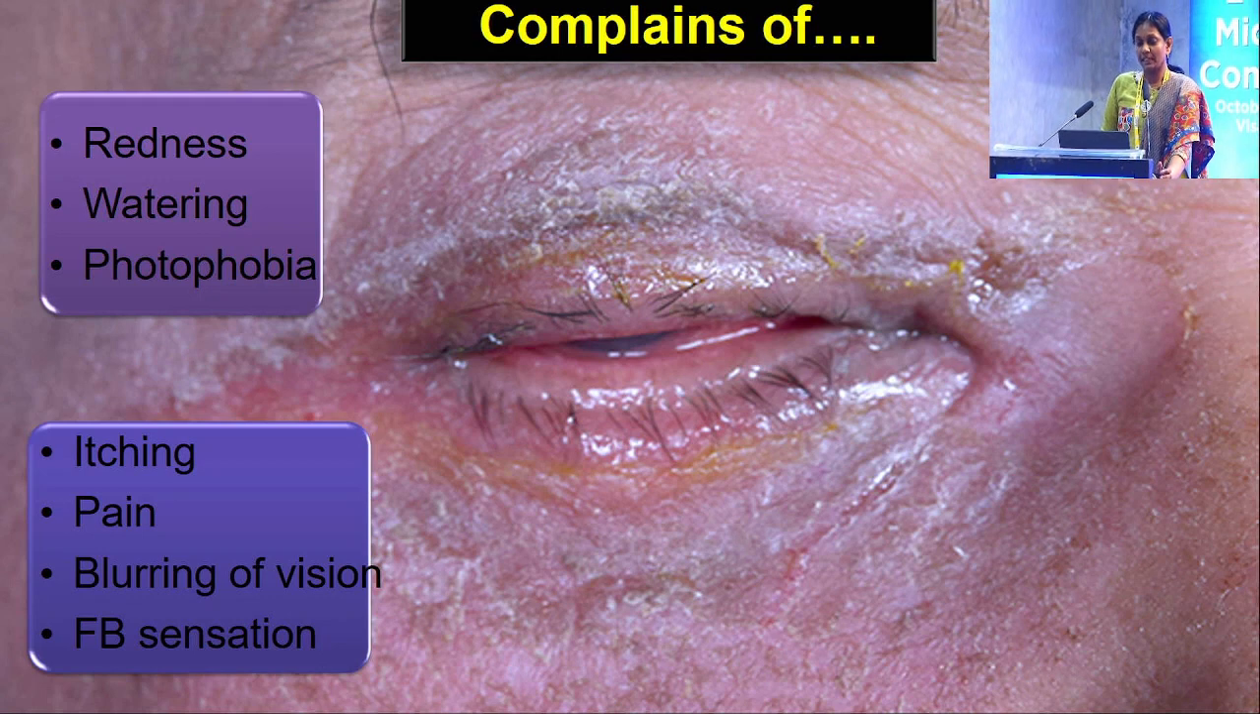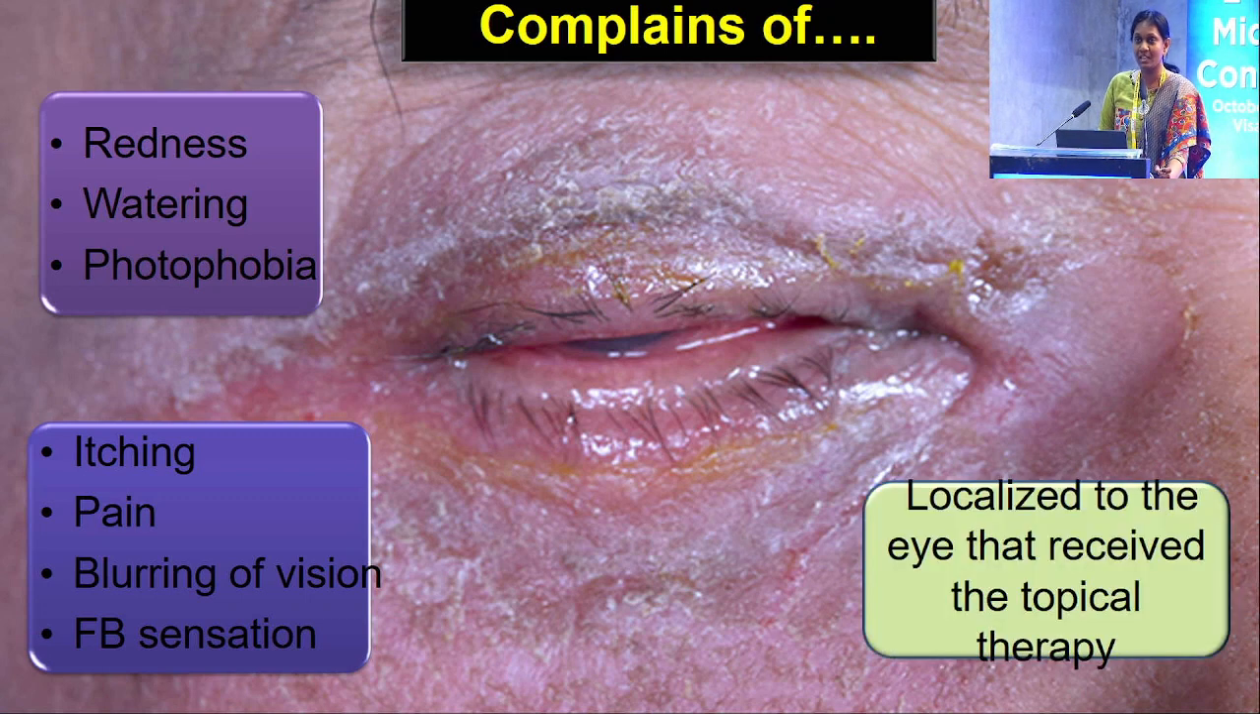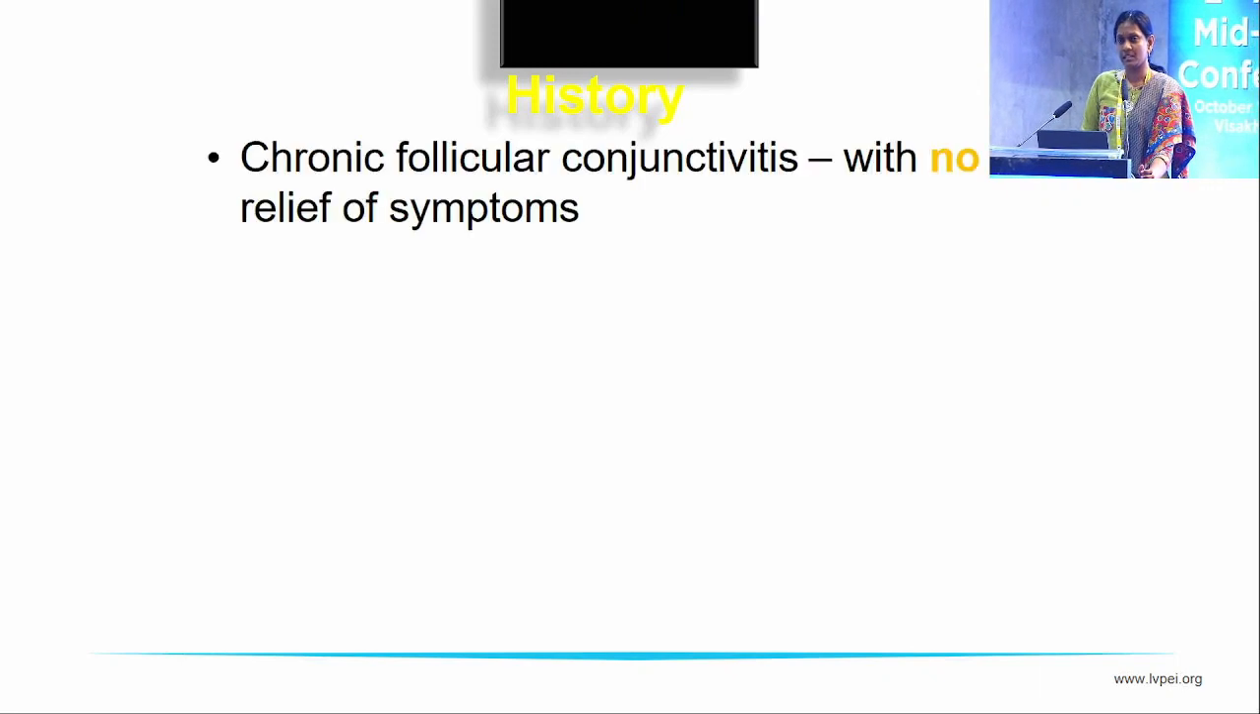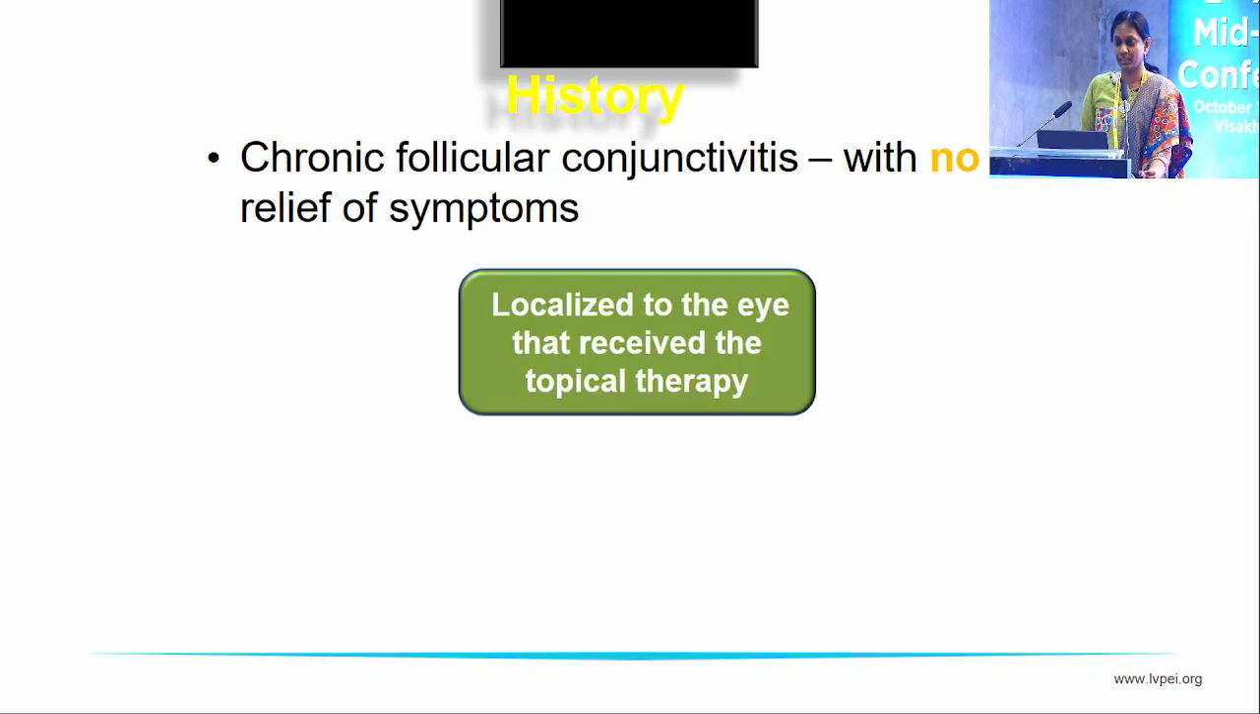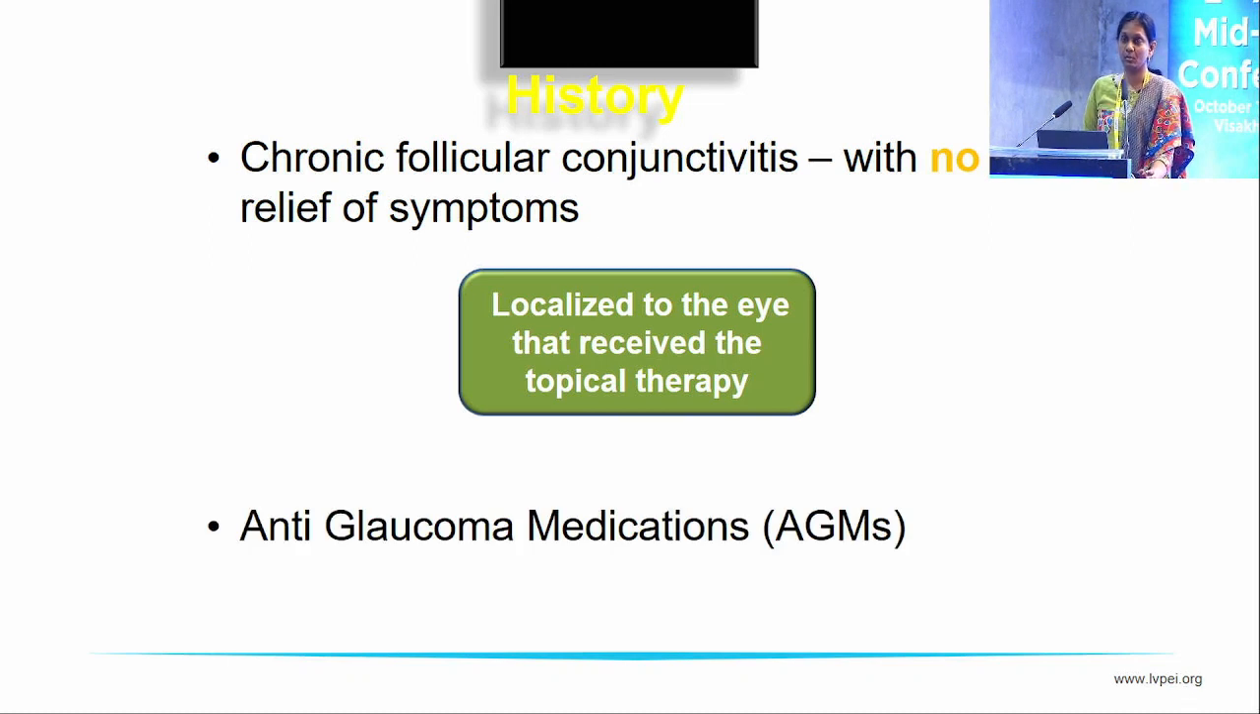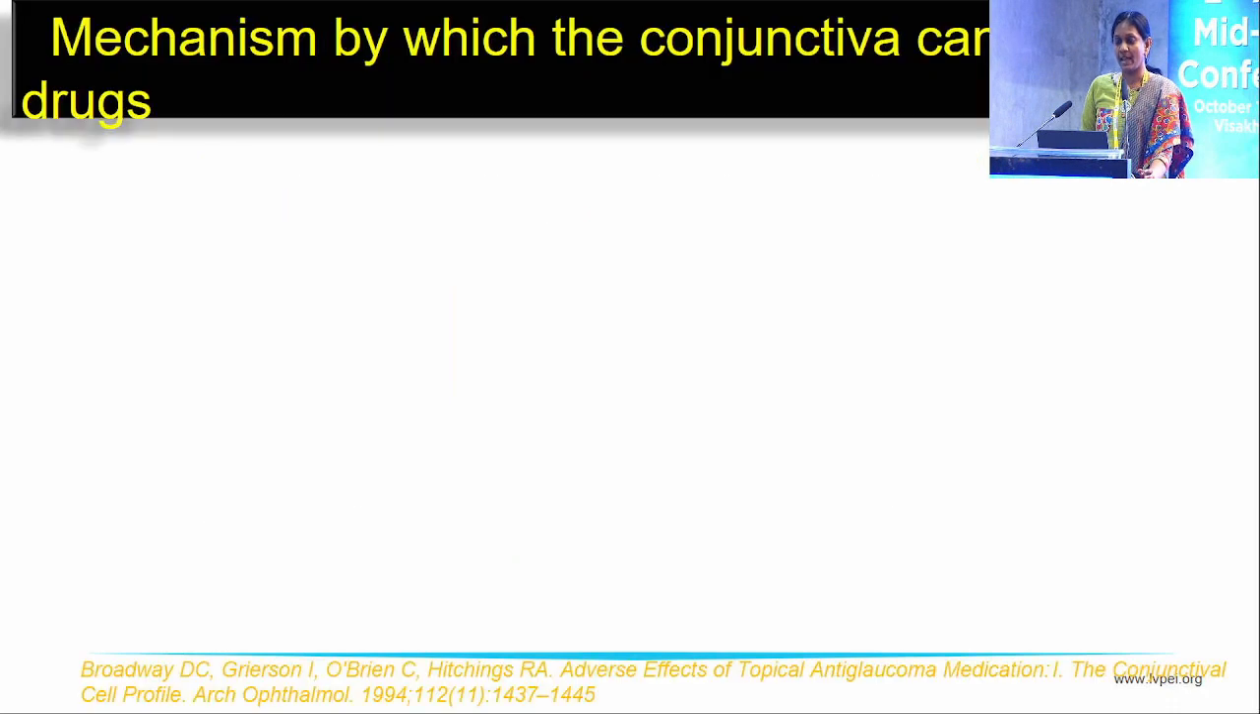photophobia. In a few cases there could also be itching, pain, blurring of vision and foreign body sensation, but it is usually localized to the eye in which the patient is using medications. Coming to the history, generally these patients will be treated elsewhere as chronic follicular conjunctivitis with no relief of symptoms. Here also we can see it only in the particular eye in which the AGMs were taken. So in the history we need to go back and ask whether the patient is using any anti-glaucoma medications or not. Now I want to discuss how these anti-glaucoma medications act on the conjunctiva.